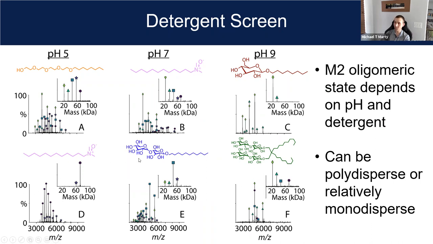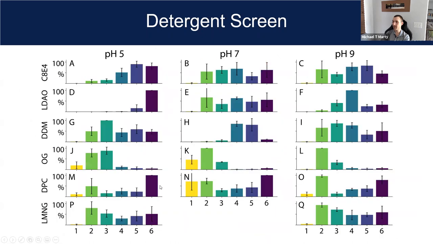We did see, in one case with DDM at neutral pH, which is ironically one of the conditions that gets used fairly often for doing structural work, it was mostly tetramer, but we did see other oligomers present there as well. This is the full screen showing the different relative populations of different oligomers as a function of different detergents and different pH. You can see Julia was hard at work screening a bunch of different things, thinking eventually we'll find the one where we have mostly tetramer. And we really didn't see it.